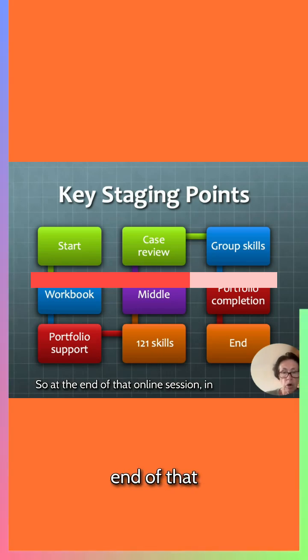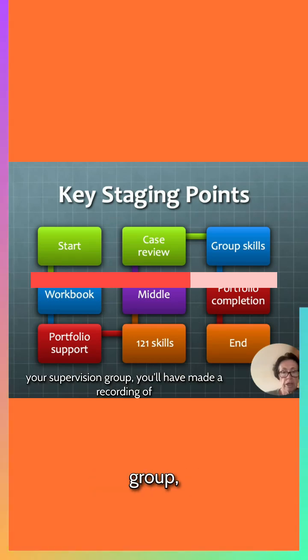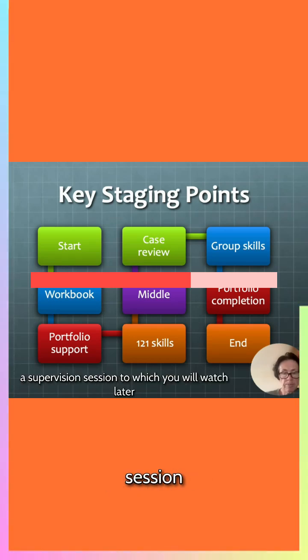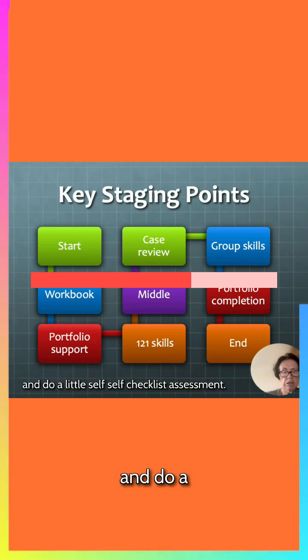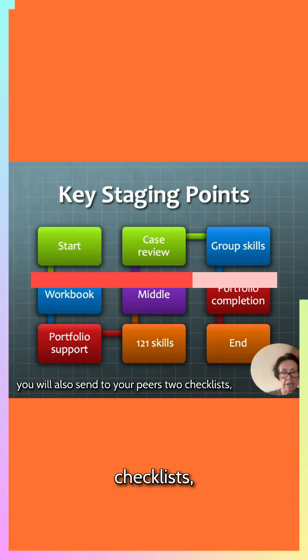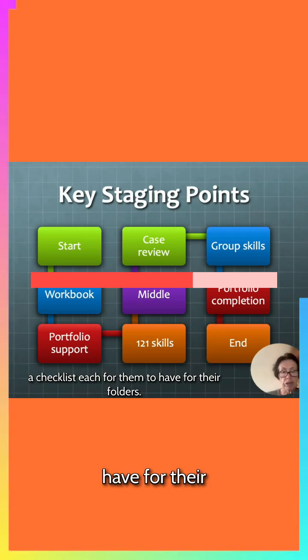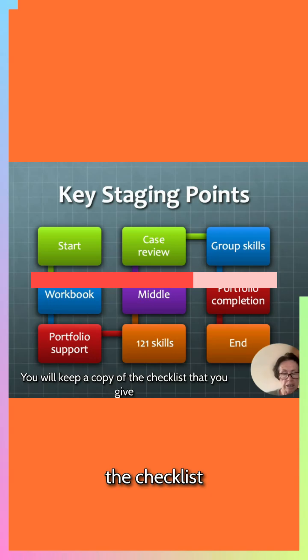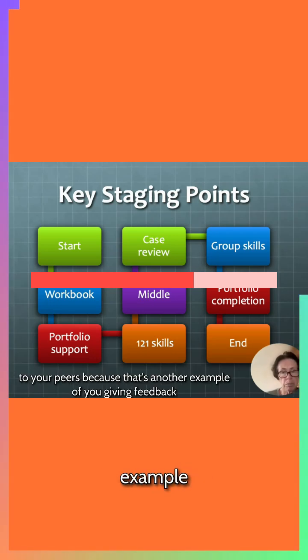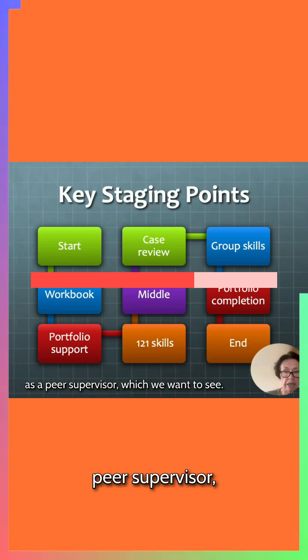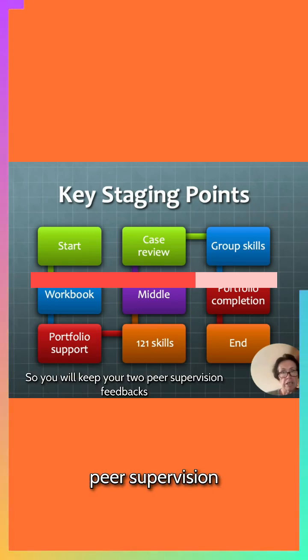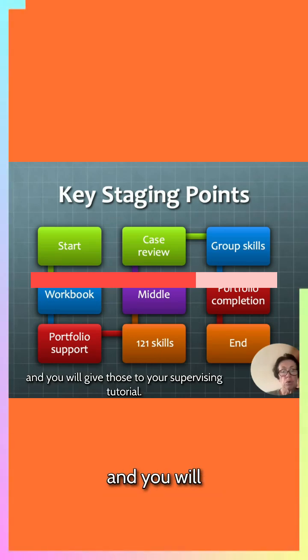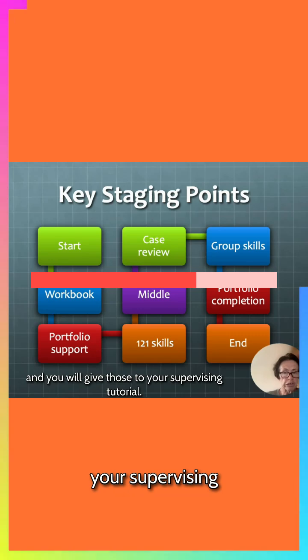So at the end of that online session in your supervision group, you'll have made a recording of a supervision session which you will watch later and do a little self checklist assessment. You will also send to your peers 2 checklists, a checklist each for them to have for their folders. You will keep a copy of the checklist that you give to your peers, because that's another example of you giving feedback as a peer supervisor, which we want to see. So you will keep your 2 peer supervision feedbacks, and you will give those to your supervising tutor, okay?